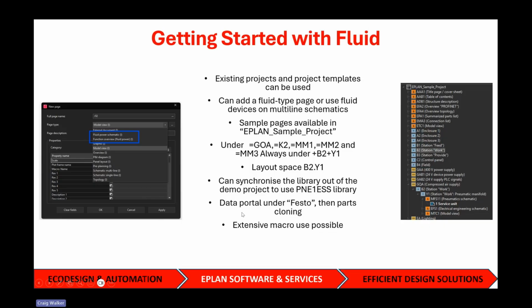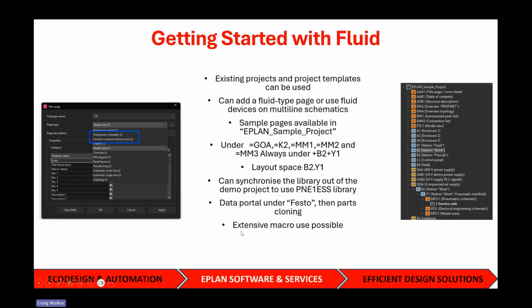The data portal is a massive help here. The data portal has Festo parts as the principal supplier. It has a lot of Festo parts, and we'll go through that in a second. But if you do need to create a part, it's probably best to try and find something that is a Festo equivalent and then clone it, which will save massive amounts of time.